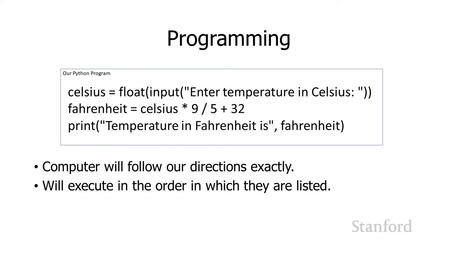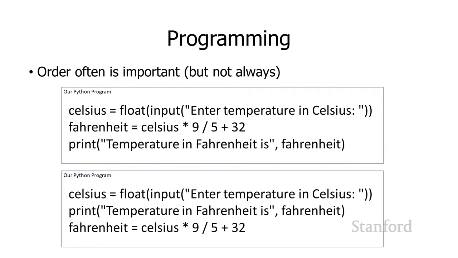So if we look at our little program here, I ask the computer to ask the user for the temperature in Celsius. I carry out my little Celsius to Fahrenheit conversion, and then I go ahead and print out the temperature in Fahrenheit. It has to happen in this order. If I reverse the order of any one of these statements, we have a problem. So in the bottom example here, I have asked the user what the temperature is in Celsius, and then I print what the temperature is in Fahrenheit, and then I calculate the temperature in Fahrenheit. That doesn't make sense. So in this case, the ordering is very important. If I reorder these, it's not going to work.